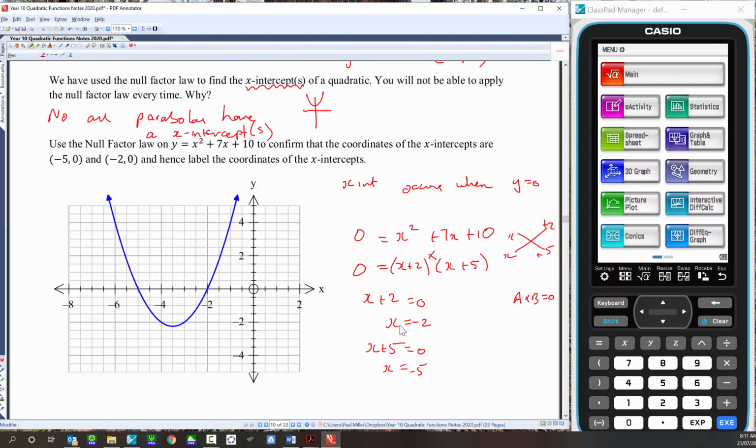All right, so what have I done? I've found out the x-intercepts here. So the x-intercepts, when y is equal to 0, x is equal to negative 2. So when x is negative 2, y is 0. When x is negative 5, y is 0.